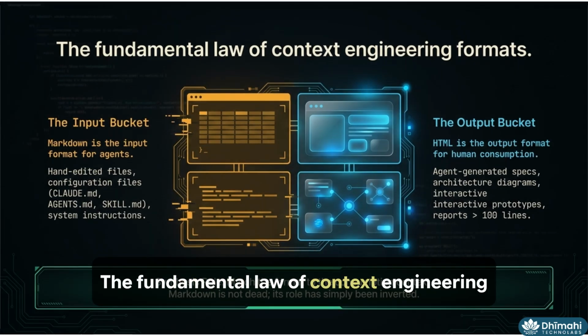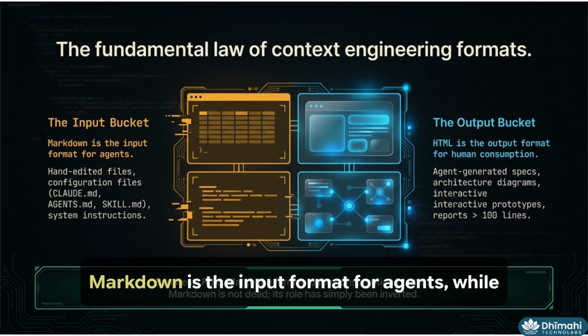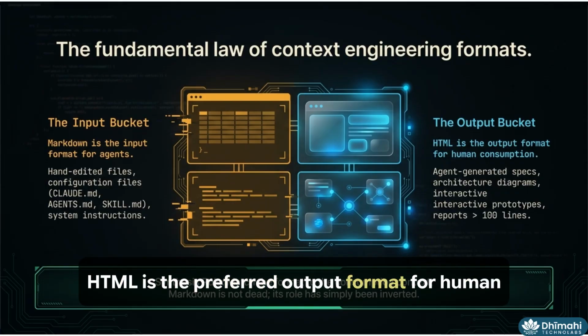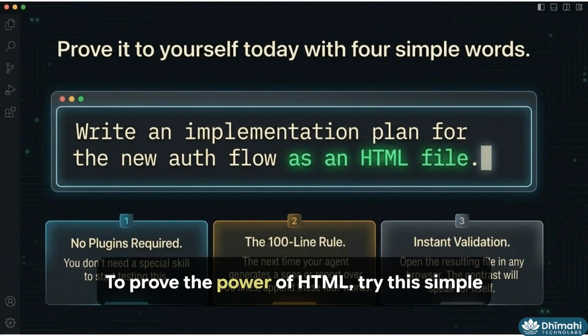The fundamental law of context engineering formats is to match the format to the consumption context. Markdown is the input format for agents, while HTML is the preferred output format for human consumption, especially for large, complex outputs. To prove the power of HTML, try this simple prompt.